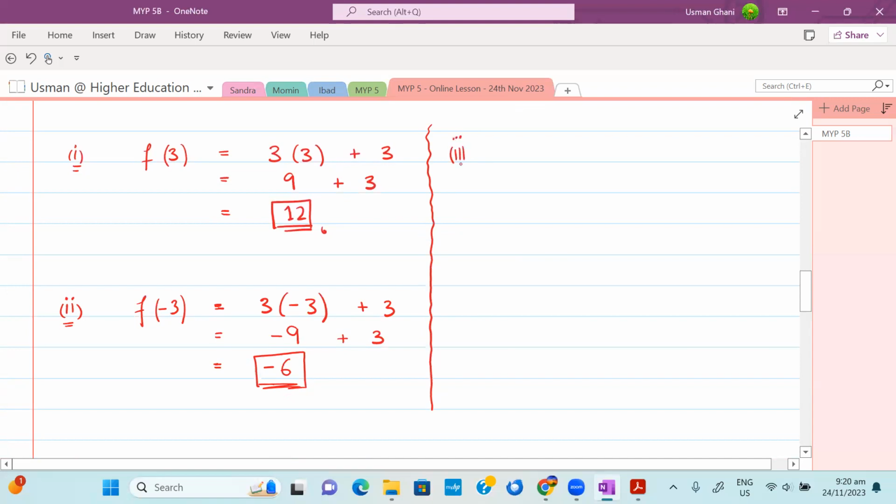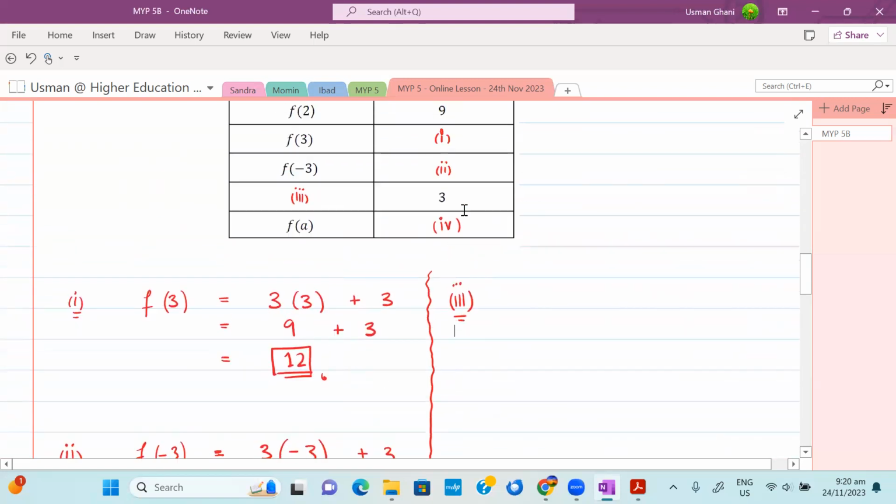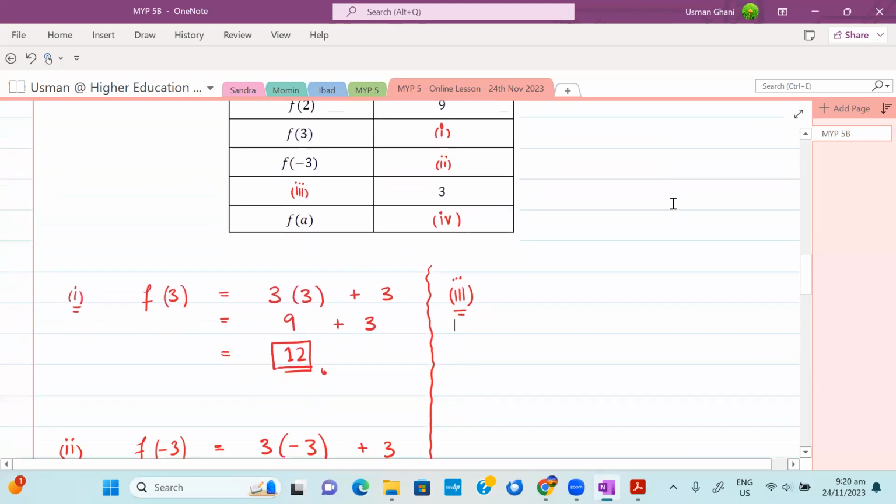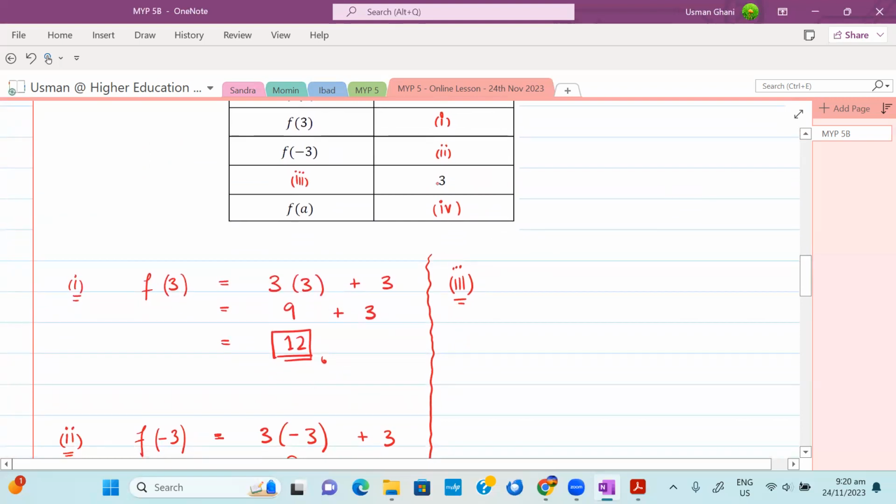Part number 3 is actually the opposite, right? He has given me the output and he wants me to find the input. That is, what is the input which gave me an answer of 3? An answer of 3, meaning 3 is equal to 3x plus 3. What is the input that gave me the answer 3? Well, do 3 minus 3, that becomes 0. So let me show the full working. 3 minus 3 is equal to 3x. 0 is equal to 3x. And we all know when I divide by 3 here, x is going to be equal to 0. That 0 is the input which gave me the answer of 3.